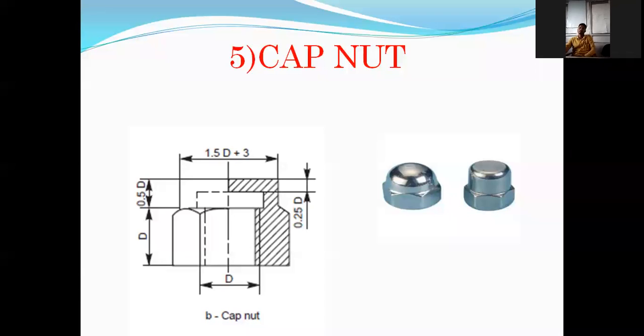What was the purpose of this dome and cap nut? In dome nut, the shape is dome and in cap nut the shape is cap. What is the purpose? The bolt end should not come out of the nut, to avoid corrosion and injury. Oh, very good. To avoid the corrosion and injury.